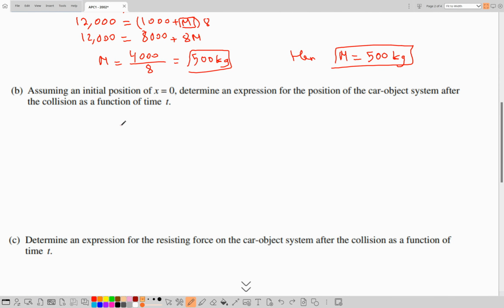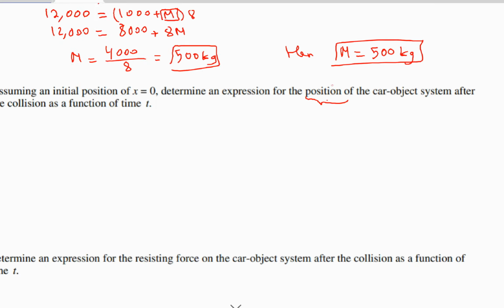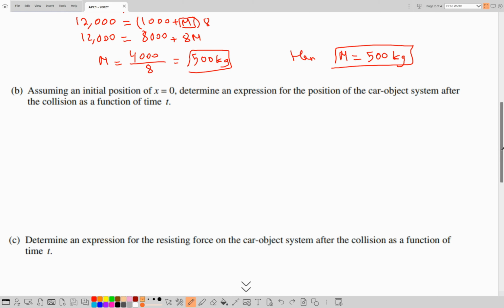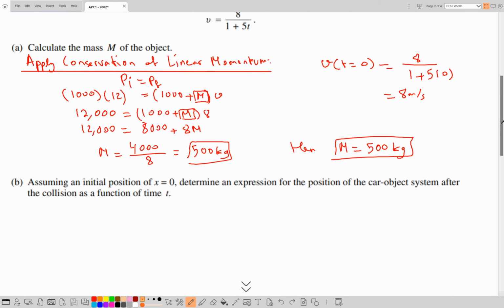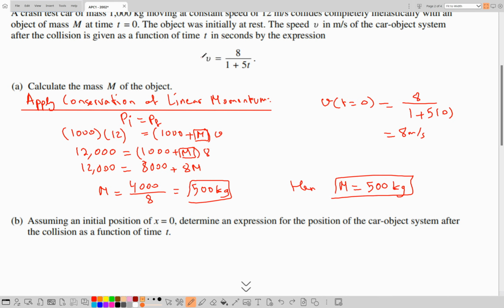Now, assuming an initial position of x equal to 0, determine an expression for the position of the car object system after the collision as a function of time. Here, because we're interested in determining the position, not displacement, it's better to represent our quantity as an unbounded integral. Why am I talking about integral? Because we're interested in determining the position of the car object system after the collision, and we have the velocity.